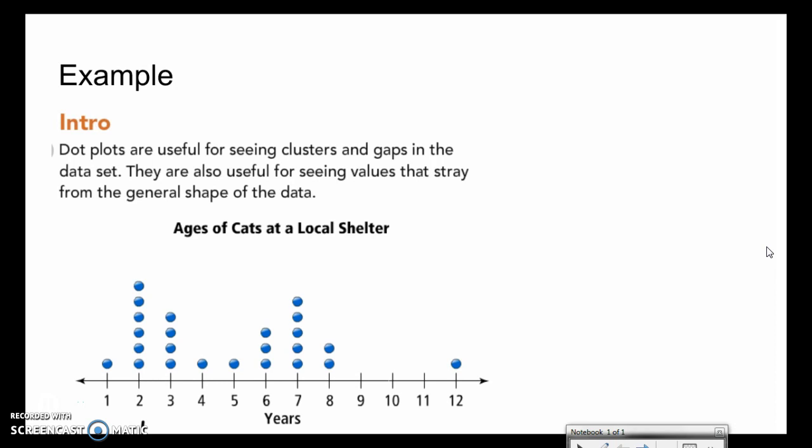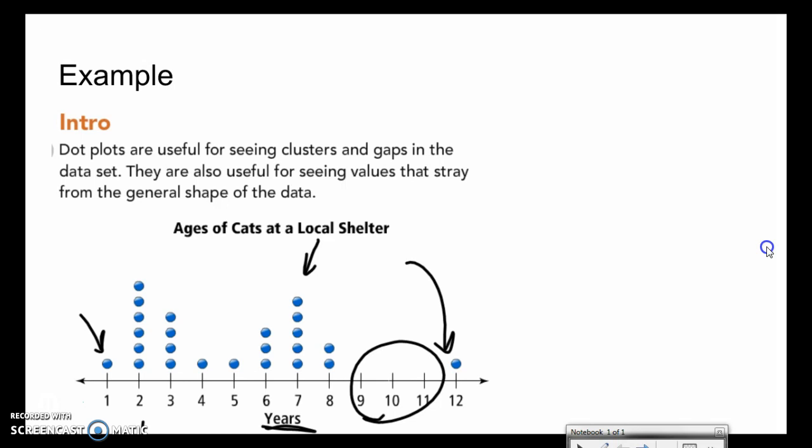So in this situation, we've been given an example of cat ages at a local shelter. Okay? The numbers on the bottom represent the number of years the cat has been living. So in this shelter, there is only one little cat that is 1 year old. If you look over here at 7, there are 1, 2, 3, 4, 5 cats that are 7. None of the cats in the local shelter are 9, 10, or 11 years old. There's one little old cat, poor bless her heart. There's one little 12-year-old cat just hanging out over there in the shelter, probably sleeping all day.